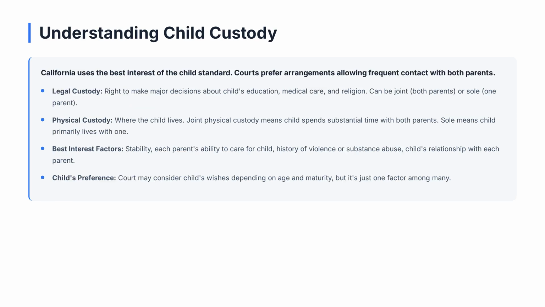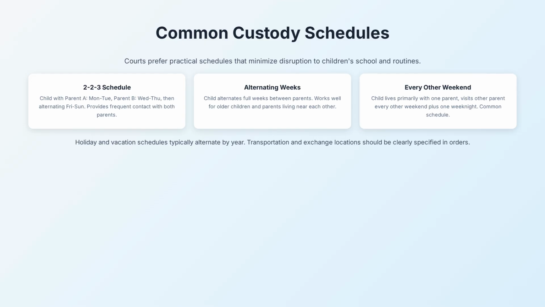Now, child custody for California, like every other state, uses the best interest of the child standard. So the courts want to ensure frequent contact with both parents unless there's a very good reason not to. So legal custody is the right to make major decisions about the child's education, and physical custody is who the child is with most of the time. So here are various schedules. You have the 2-2-3 schedule, where there are 2 days on, 2 days off, alternating weeks, and then you have the old school every other weekend schedule.